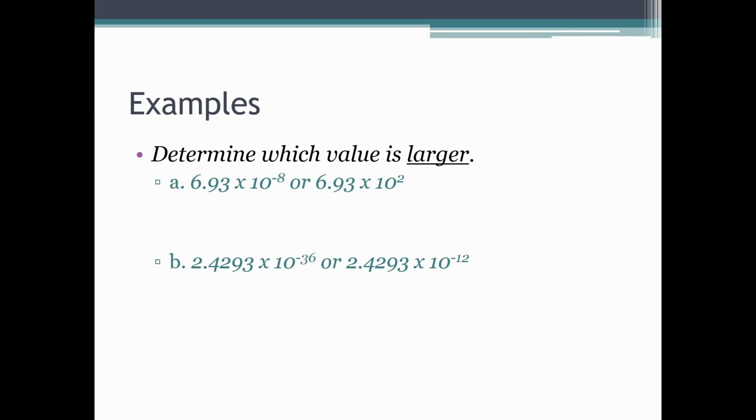All right, let's look at a different type of practice, which is comparing this exponent issue. People tend to have issues with this exponent and how it works. So we're going to determine which value is larger in each set of numbers. In letter A, we have 6.93 times 10 to the negative 8th, or 6.93 times 10 to the 2nd. So which is a bigger number? 8 is bigger than 2, but this is a negative 8. Remember, big negative exponents, very negative exponents, are very small numbers.